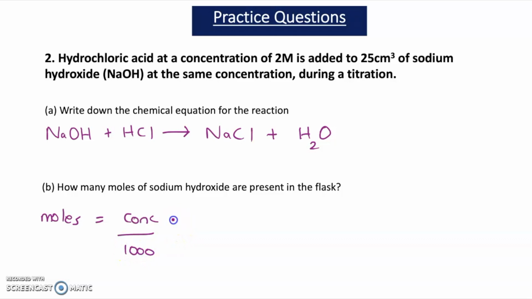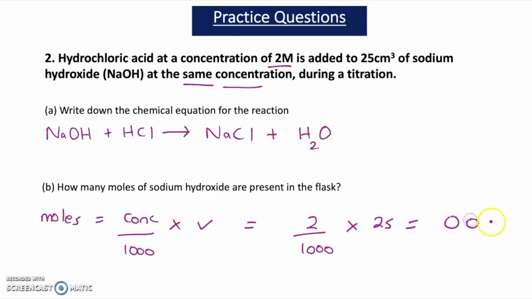So part B is asking you how many moles of sodium hydroxide are present in the flask. Well, to work out moles, we use the following equation. It's concentration over 1,000 times volume. Now the concentration of sodium hydroxide here is 2 moles per decimeter cubed because the acid and alkali are in the same concentration. So it would be 2 over 1,000 times volume, and the volume is 25 centimeters cubed. So therefore we have 0.05 moles of sodium hydroxide present in the flask.